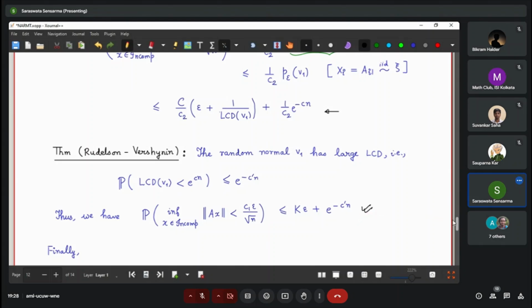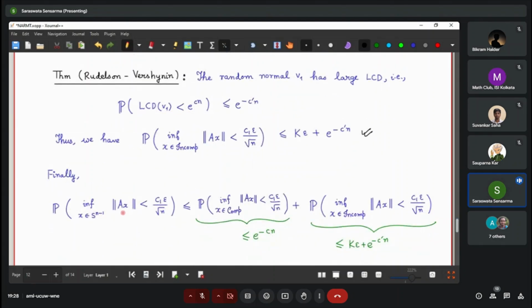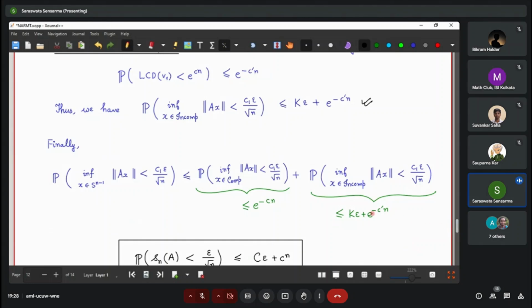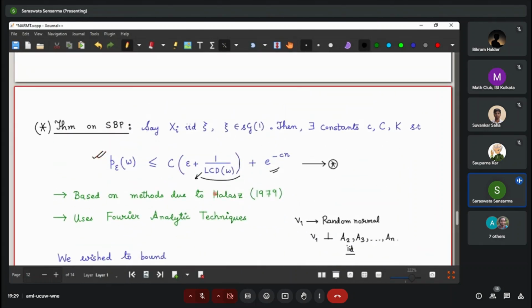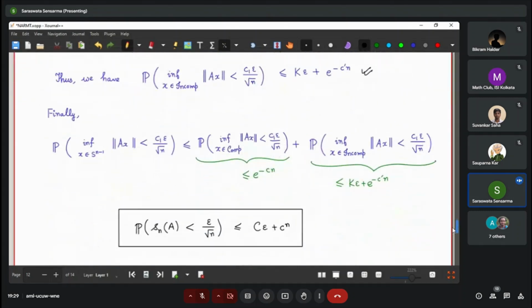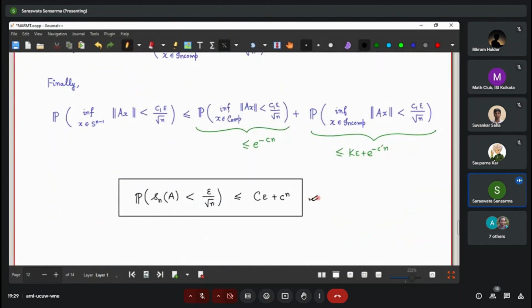And combining all the results, the probability that the infimum over S^(n-1) of this norm of X is small, we can split by union bound into two parts. The first part we have bounded previously because we are dealing with compressible vectors, and the second part we dealt with right now, and we got a linear term and an exponential term. This theorem on small ball properties really was the source of the linear term. So that gives us the proof for here.